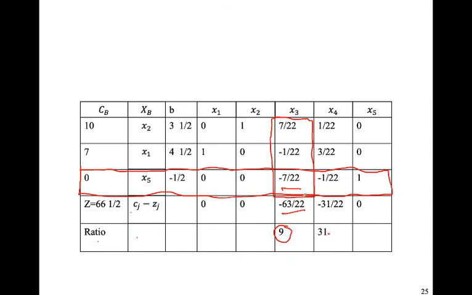So now the key column would be selected corresponding to the minimum ratio. So the minimum ratio is 9. So that is why the column corresponding to x3 will become the key column. Okay. So now the procedure will remain the same. This is our key element. So we have to make the key element equal to 1 and the remaining elements of this column equal to 0. And in order to make this element equal to 1, we have to divide this entire row by minus 7 by 22. Or we have to multiply this entire equation by minus 22 by 7. Okay. So do this thing.